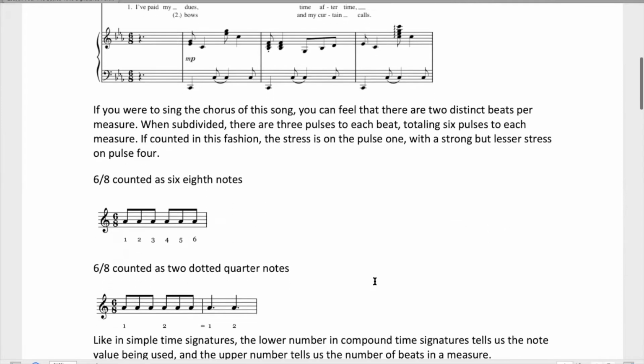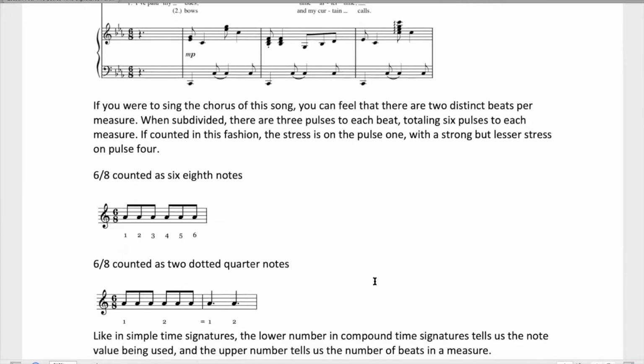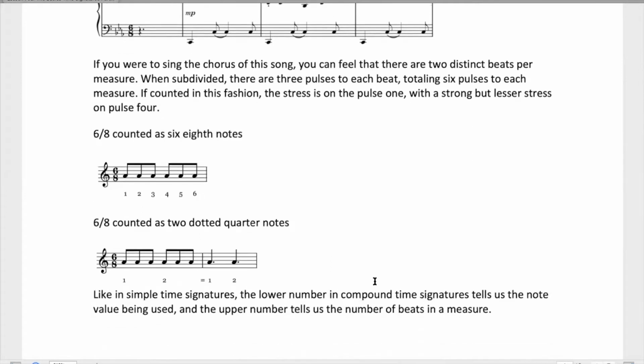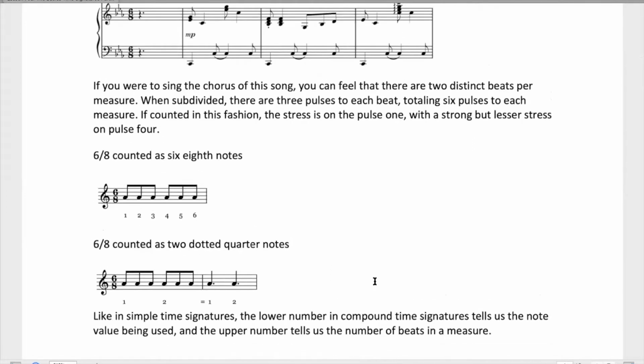There is another way of counting it. If you notice, this can also be divided into 2 separate beats of 3: 1, 2, 1, 2, 1, 2. Which means you don't really need to count those smaller beats.